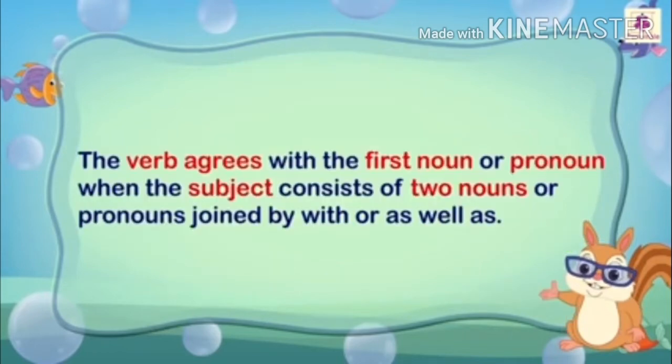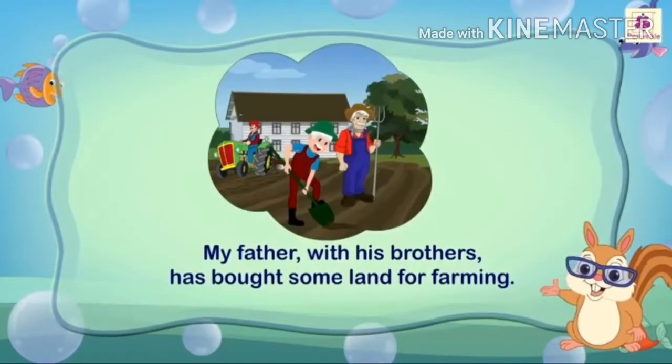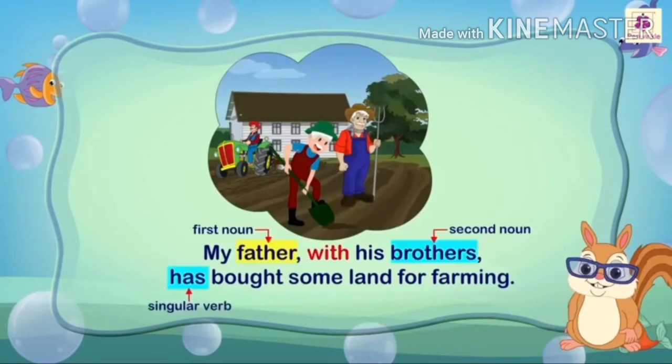Now next we have the verb agrees with the first noun or pronoun when the subject consists of two nouns or pronouns joined by with, or as well as. For example, my father with his brothers has bought some land for farming. Here you can see that father is a singular subject and another subject here is brothers, which is plural in nature. But when we connect these two subjects together with the help of with, the verb which follows here is has, or the singular verb. So this is one more rule.